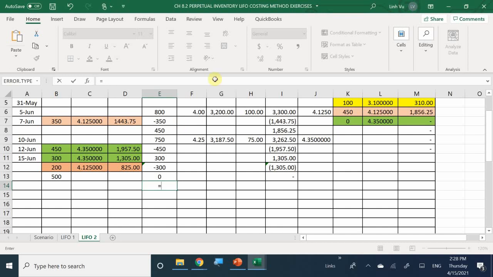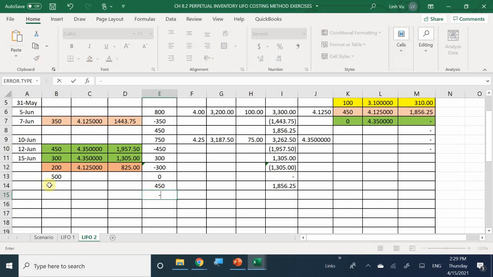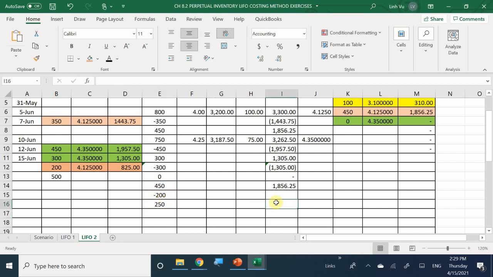So I should have a total of 450 left. So I believe it's this one. 450, costing me a grand total of what I began with, 1856, right? And then now I'm going to go ahead and subtract it out. So 450 subtract out my 200 should give me 250. 250. And then the cost of that 200 was 825. Should give you a total of 1,031.25.